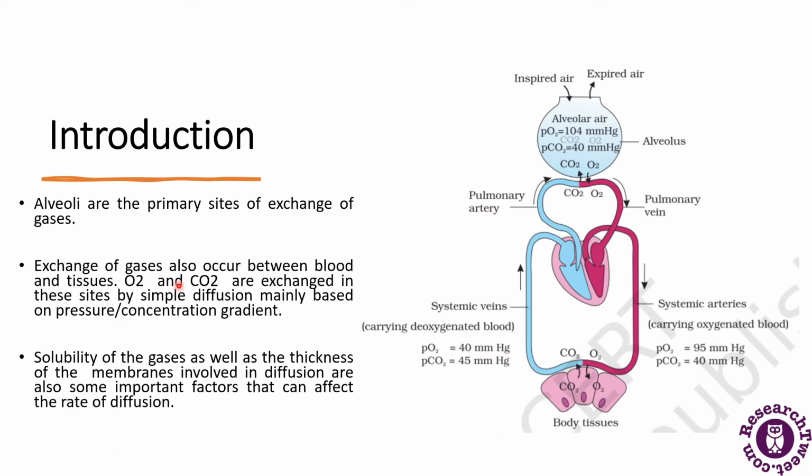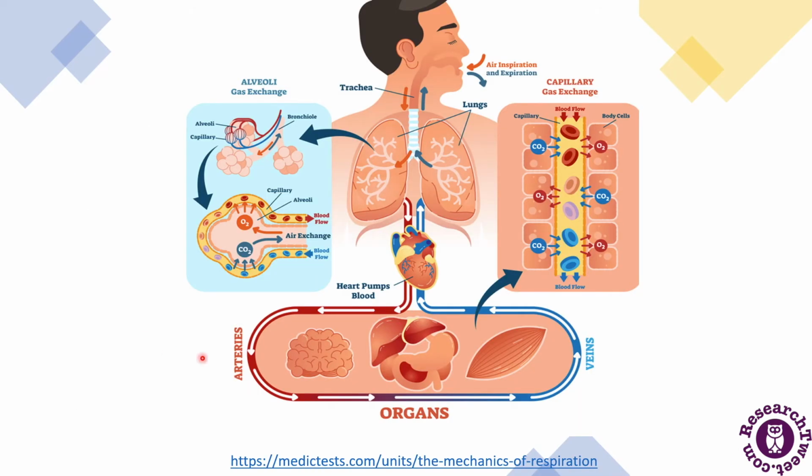The exchange of gases also occurs between the blood and tissues. As you can see in this diagram, it happens by the process of simple diffusion based on the pressure and concentration gradient. Solubility of the gases as well as the thickness of the membrane involved in the diffusion are also important factors that can affect the rate of diffusion. It was represented in the previous slide as well, but this is a more detailed view of how this process is going on.